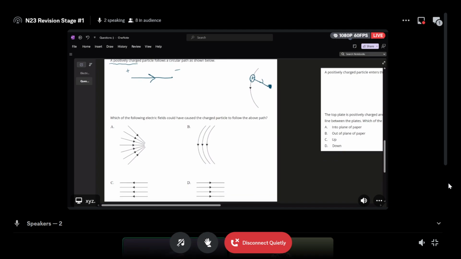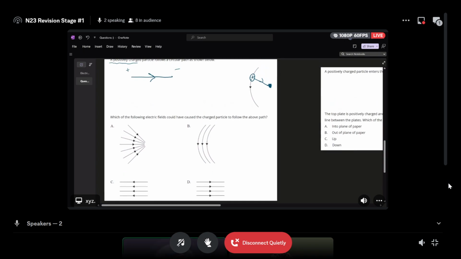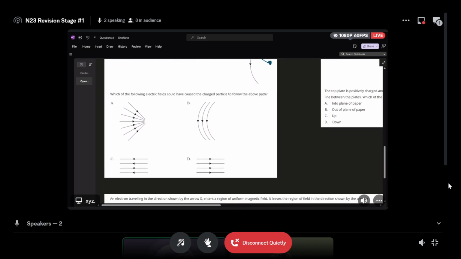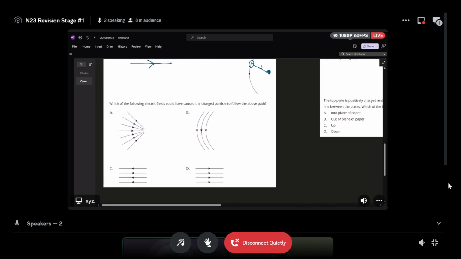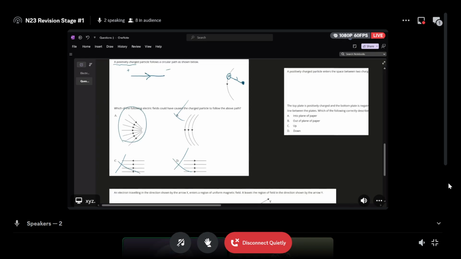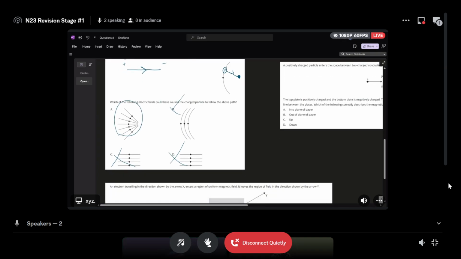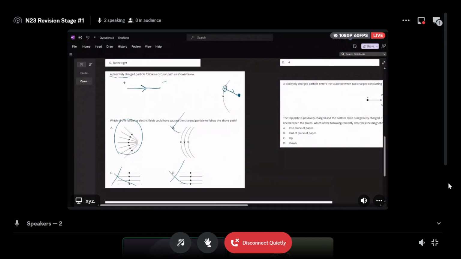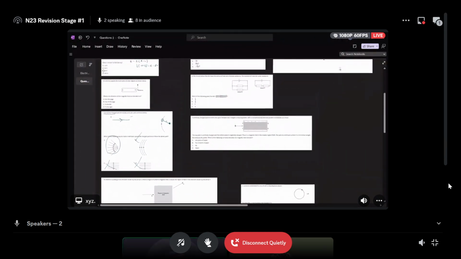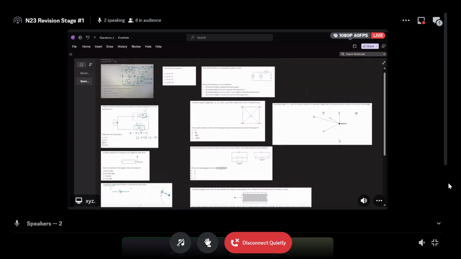And in order for that to happen, which of these fields looks the most correct? Again, instantly eliminate these. And this. So you're left with one. Okay, this question was maybe not that good.